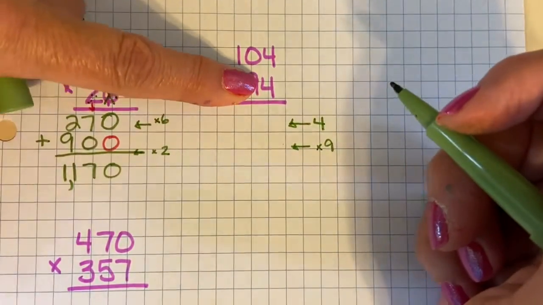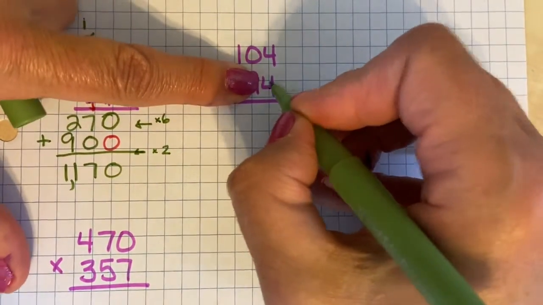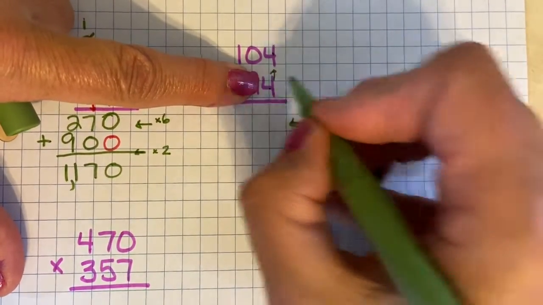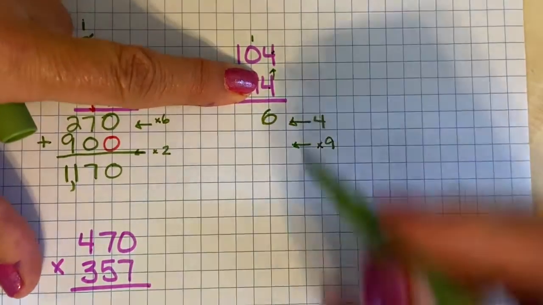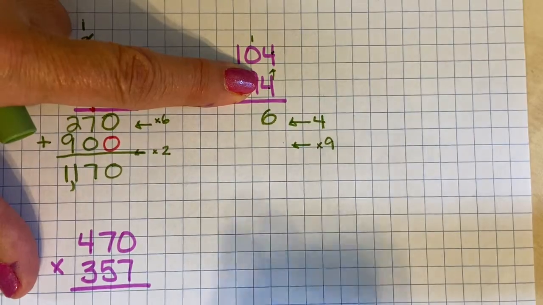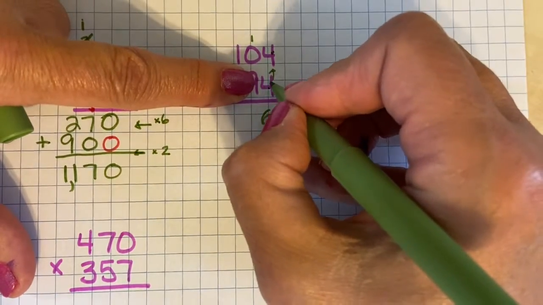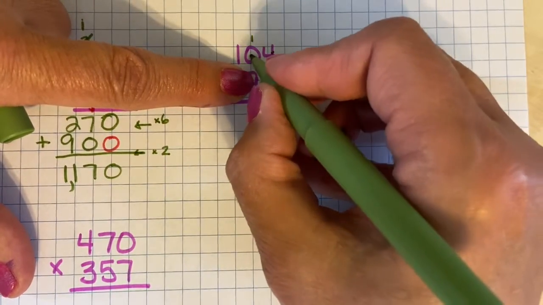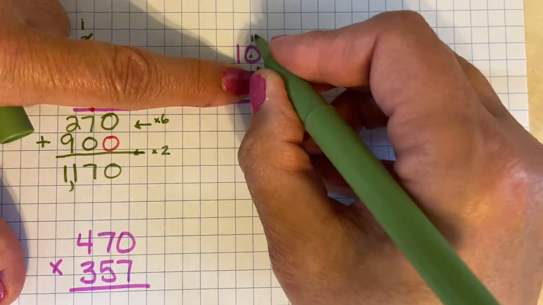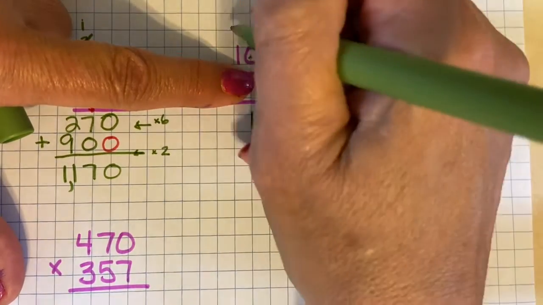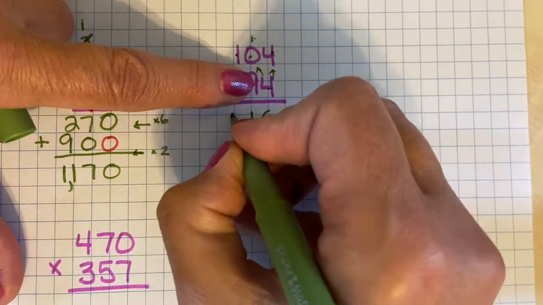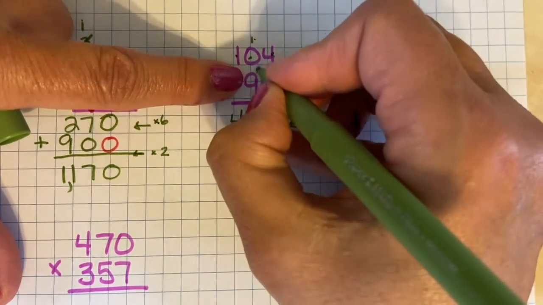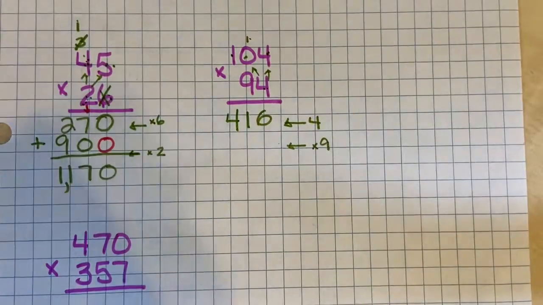I'm going to cover up my 9 because I'm not using it right now. 4 times 4, I'm going to do this times this. 4 times 4 is 16. I'm going to put my 6 and carry the 1. Then I go to the 0. 4 times 0 is 0, but I have to add that 1, so I get 1. I don't have anything to carry over. 4 times 1 is 4. So it's this, this, this. You're starting at the far right.